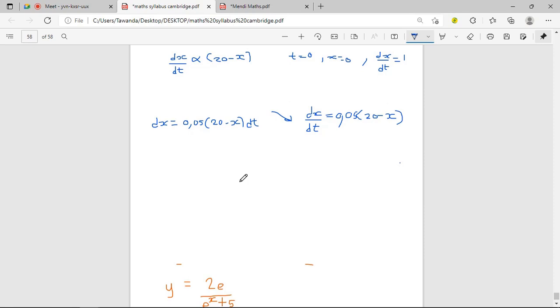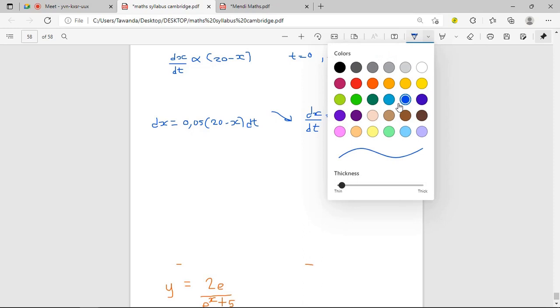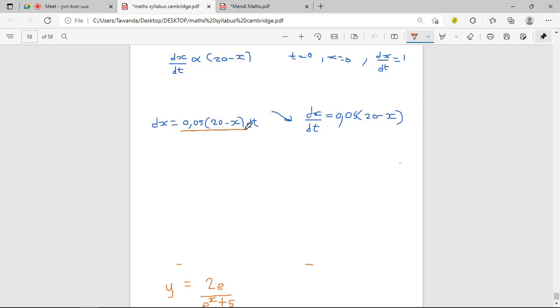Divide by 0.05 open bracket 20 minus x. Next time when you are separating variables, please don't divide by a constant, divide by variables. Like we have this bracket 20 minus x, you divide both sides by that. Because if you divide again with the 0.05, I think your differential equation will be very, very complicated.